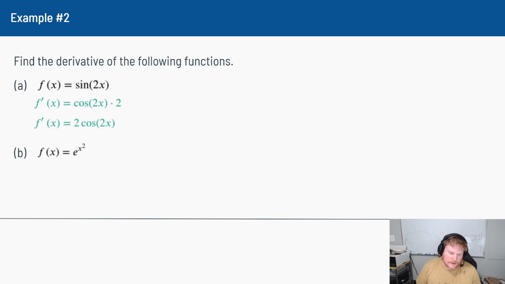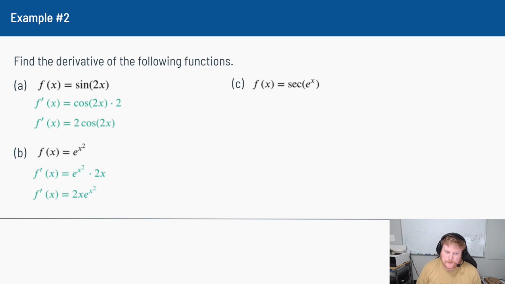Next example, we have the function e to the x squared. So my outer function is e, or the exponential function e to the x, or e to the u, and the inner function is x squared. So the derivative of the outer function, which is e raised to a power, is, as we saw in a previous lesson, itself. The derivative of e to the x squared is e to the x squared times the derivative of what's inside. And what's inside is x squared, the derivative of which is 2x. Cleaning things up.